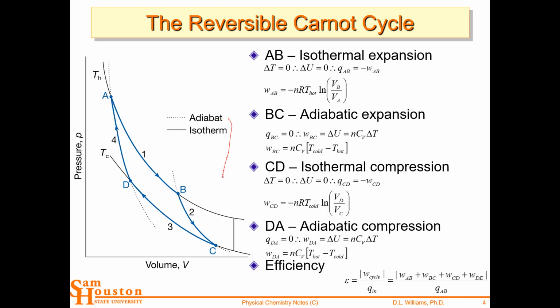So the adiabats are B and C and A and D, and the isotherms are here and there. So they're opposite of each other. The adiabats are steeper than the isotherms. So you can remember they're opposite of each other, and the steepest ones are the adiabatic compression and expansion.